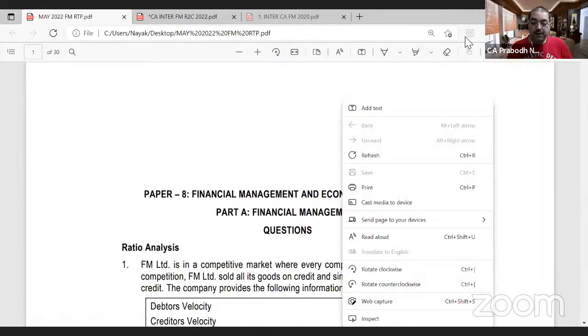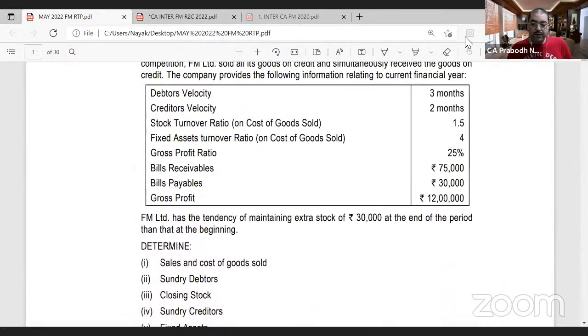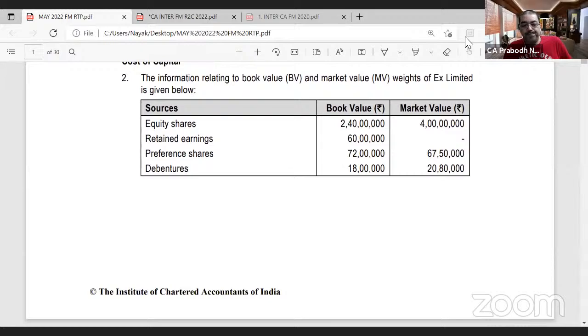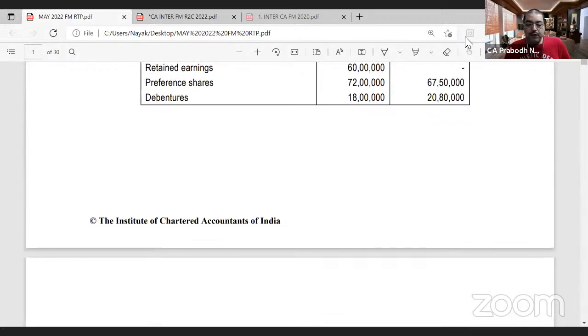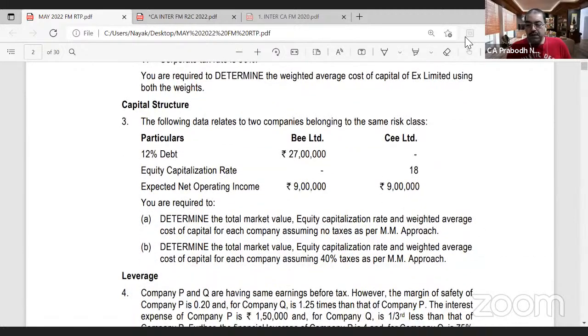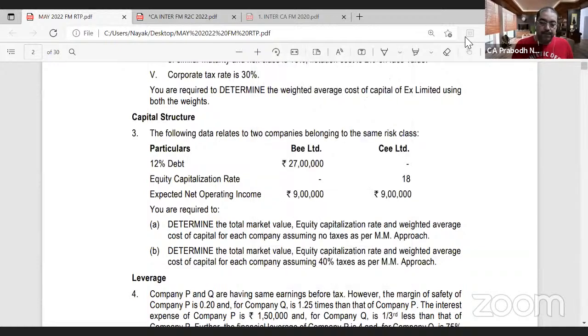Let us go through the RTP. Ratio analysis, very simple question. You are given all the ratios, you are supposed to calculate all the items of the balance sheet. Cost of capital also is simple. I want to do this capital structure problem.